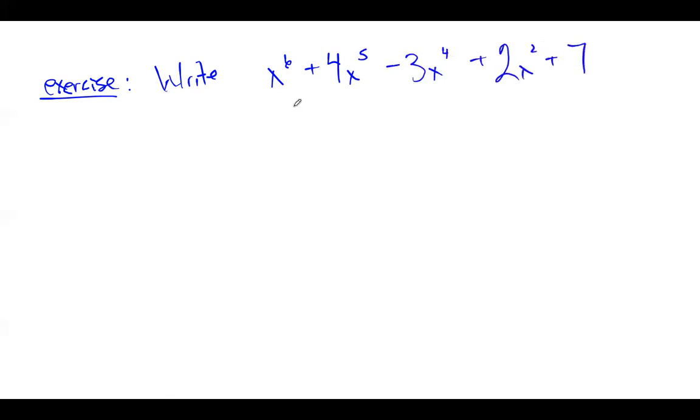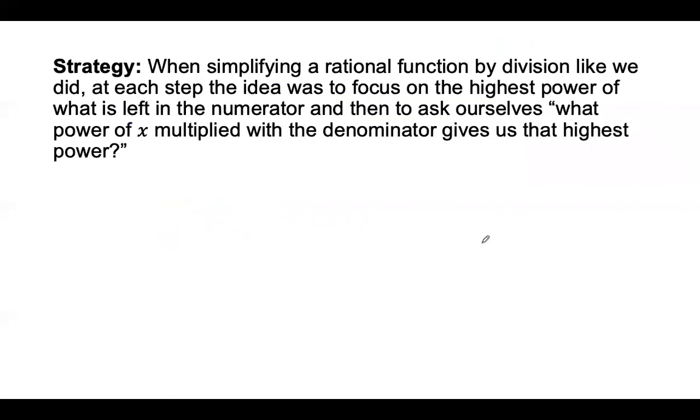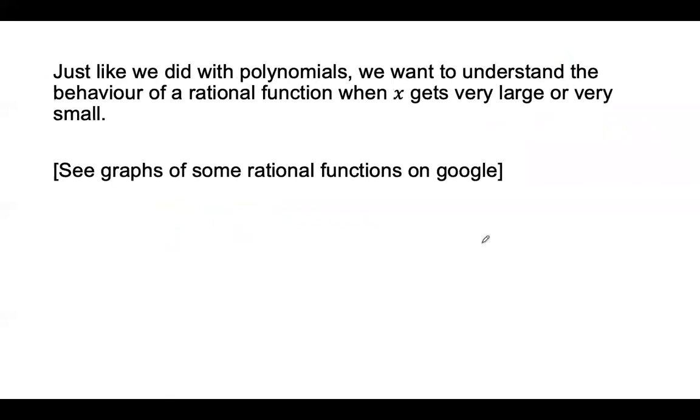As an exercise, I'll leave this for you if you wish. You could write x to the power 6 plus 4x to the power 5 minus 3x to the power 4 plus 2x to the power 2 plus 7, divided by x to the power 2 minus 2, in this format of g of x plus ax plus b divided by the denominator, x squared minus 2. So we could do that as an exercise, but I'll leave that for you. And this is the strategy of how to do it. I just think it's best to work on some examples. So let's move on.